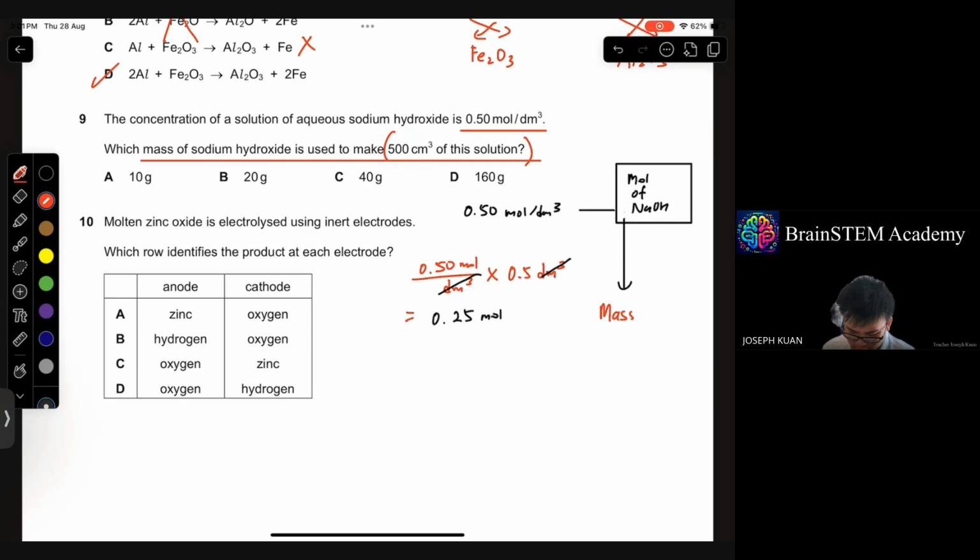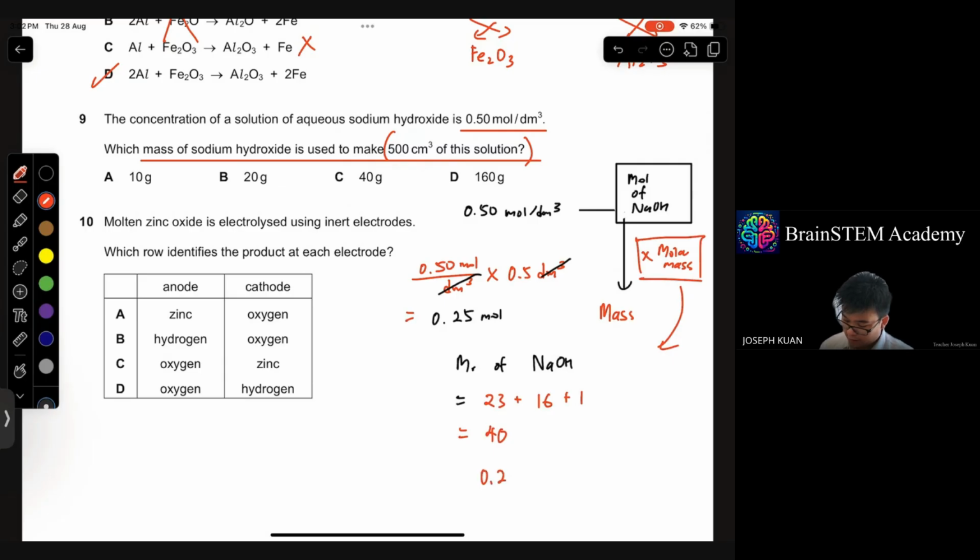So using this, how do we find mass from moles? We can multiply by molar mass. To find molar mass, we need to use the periodic table and look at the mass values of the elements. So sodium hydroxide, based on the periodic table, the relative mass is 23 for sodium, 16 for oxygen, and hydrogen is 1. That totals up to 40. So using 0.25 mole multiplied by 40 grams per mole, that actually gives us 10 grams.